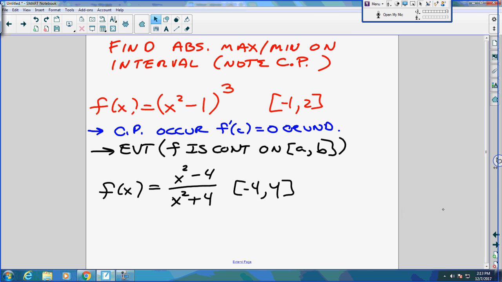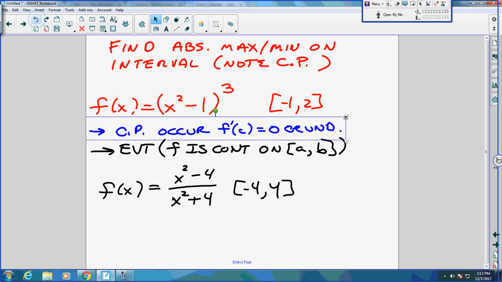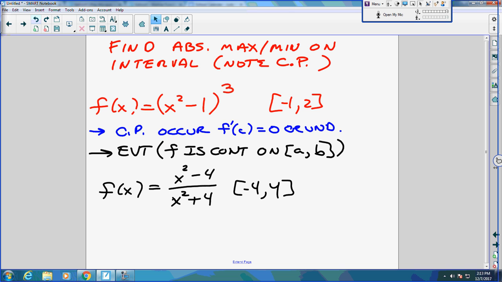All right, so I want to do a couple example problems using critical point thoughts with some functions. So we're going to find the absolute max and min on an interval. We're going to note the critical points, or critical numbers, okay? And remember, critical numbers or critical points occur when f prime of c is equal to 0 or is undefined. And to do this problem, we got to remember that we're using the extreme value theorem.